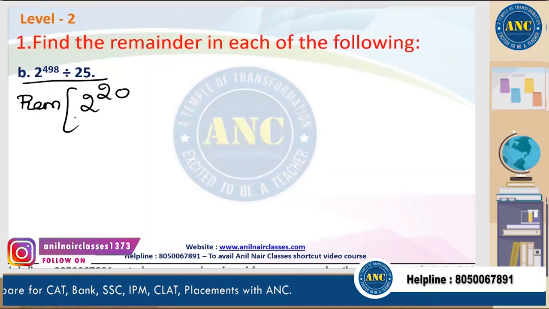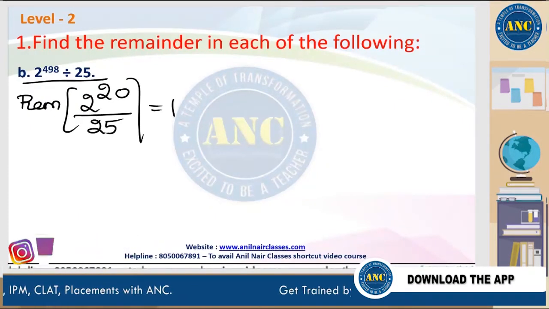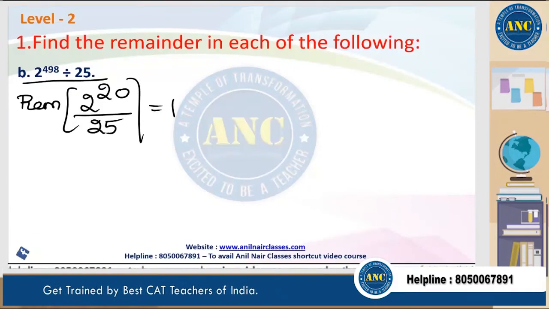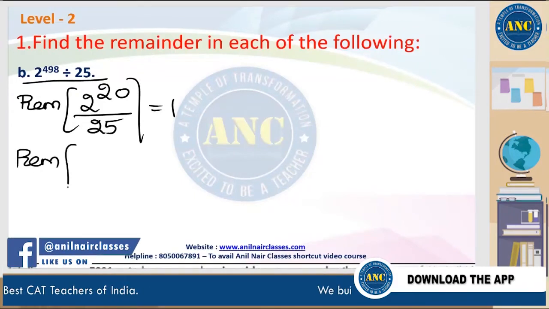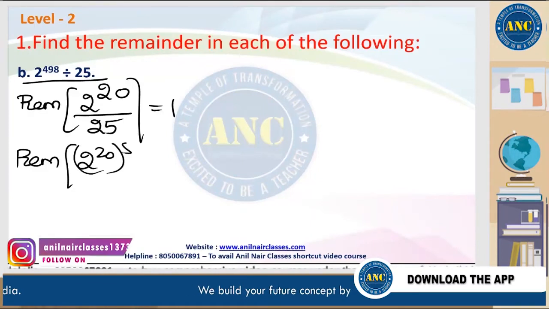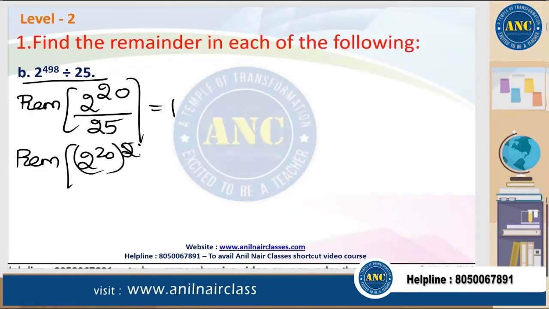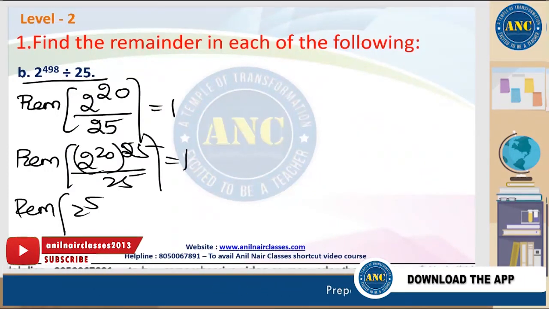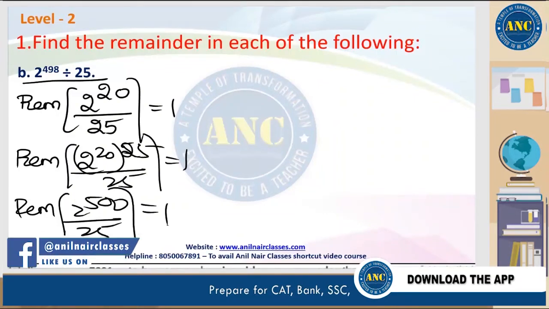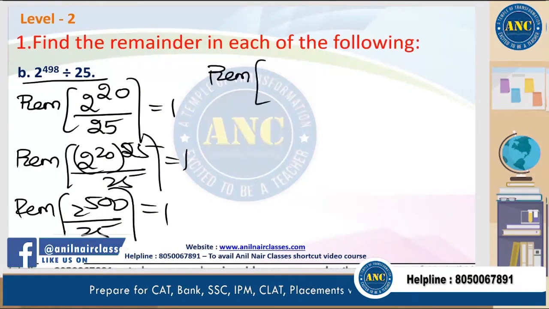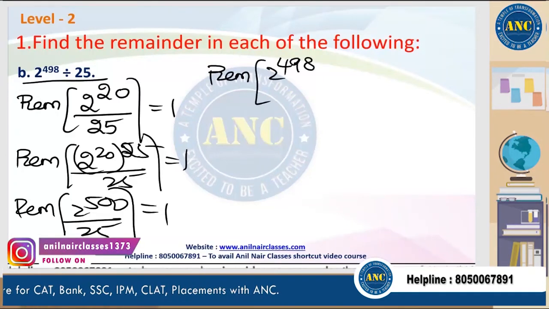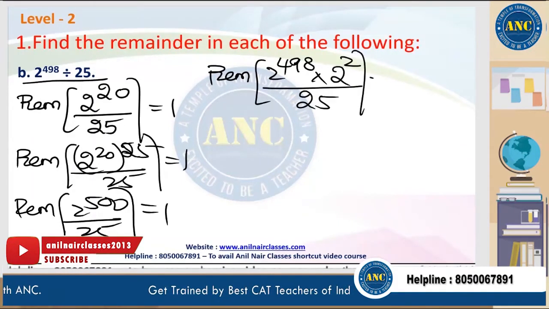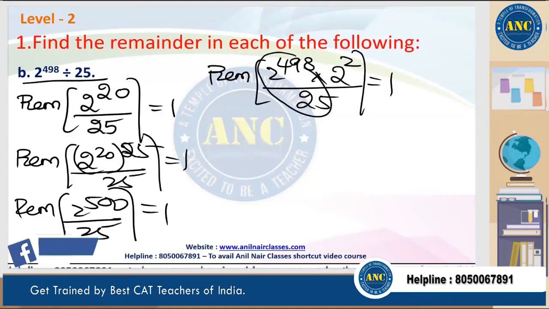2 power 20 divided by 25 is 1. So which multiple of 20 is close to 498? 500, 25s are 500. So this is nothing but 2 power 20 power 25, divided by 25 is 1. So 2 power 500 divided by 25 is 1. Can I write 2 power 500 as 2 power 498 into 2 square, divided by 25, it is 1? Is it clear? This is what we require.